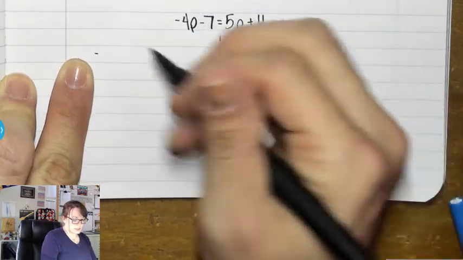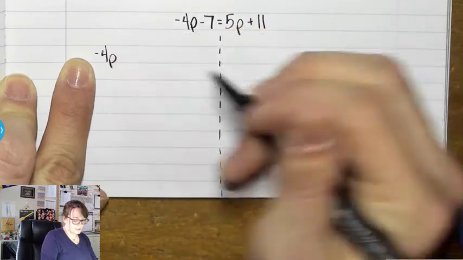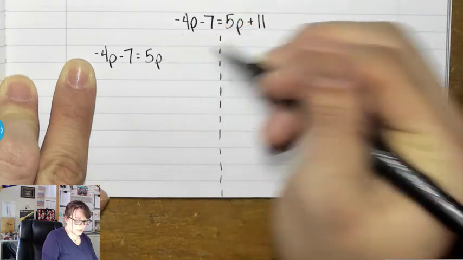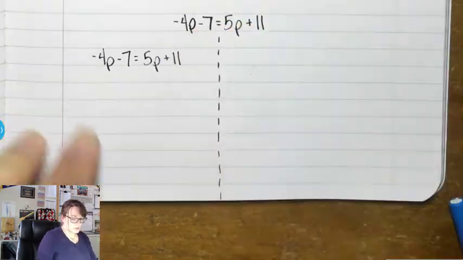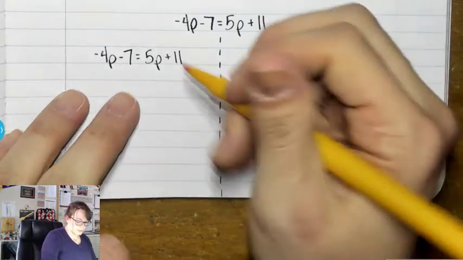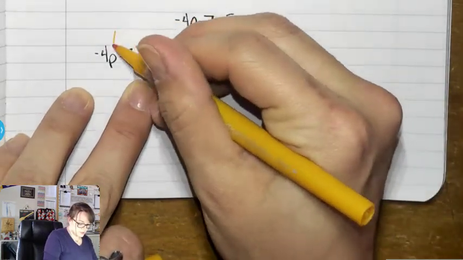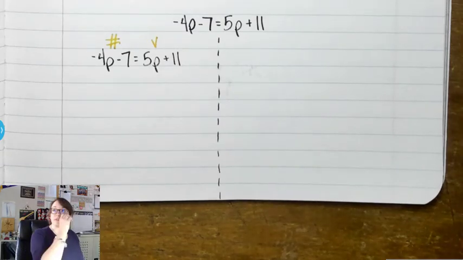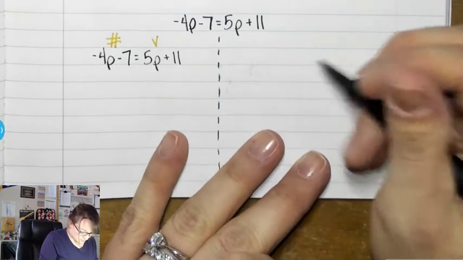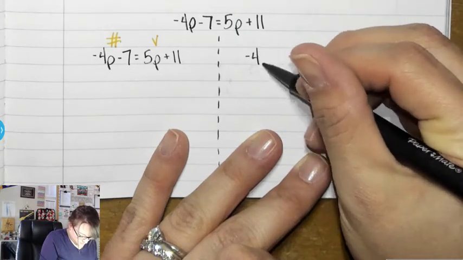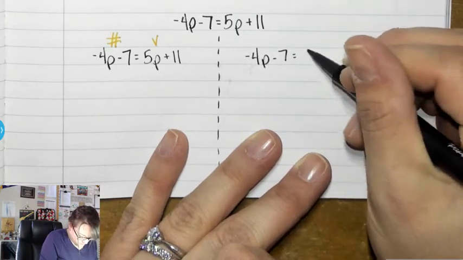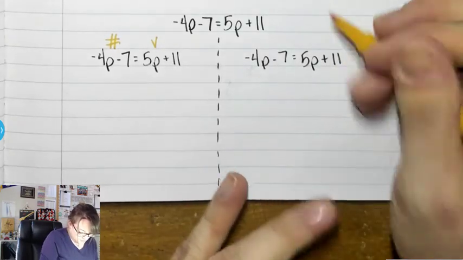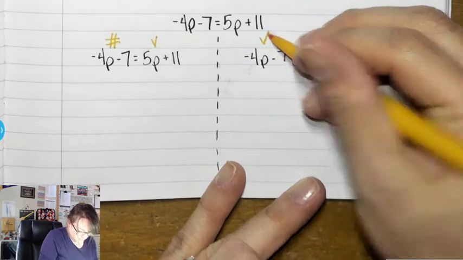Which side do you think you should keep variables on? Left or right? Okay. So on the left side, I'm going to do what you tell me to do. We're going to put variables on the right and numbers on the left. And on the right side, I'm going to do the opposite of what you want to do. I'm going to put numbers on the right, variables on the left.